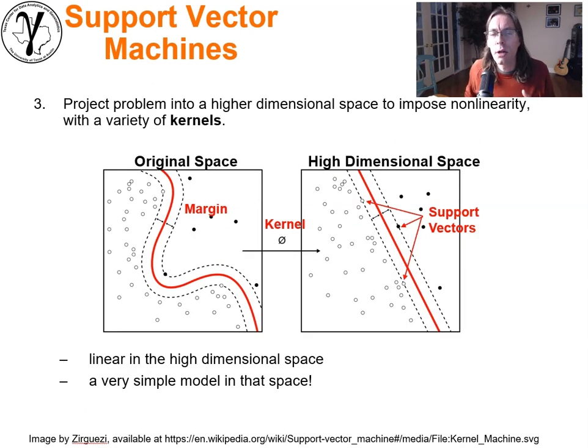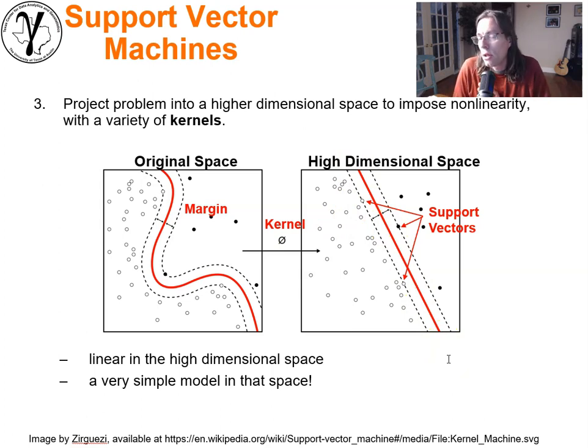Now, what we're going to do is project the problem into a higher dimensional space to impose nonlinearity. We'll do this using a variety of different kernels. In fact, spoiler alert, that's why this is called support vector machines, because you can change the kernel and get a different machine for your classification. So whereas in the original space we have this nonlinear boundary, we project it to a higher dimensional space, and in that space our boundary is going to be linear.